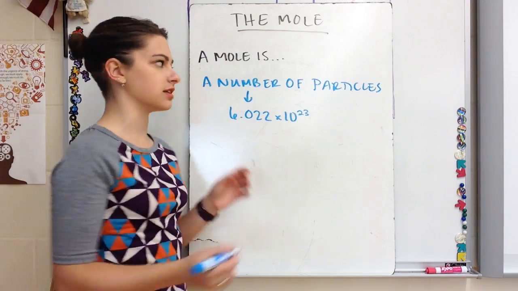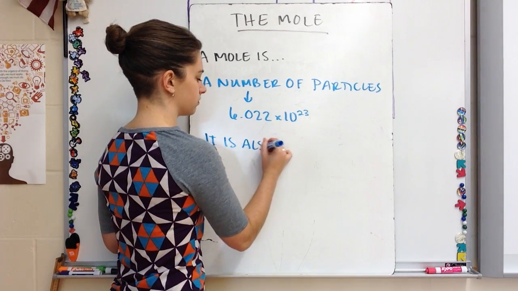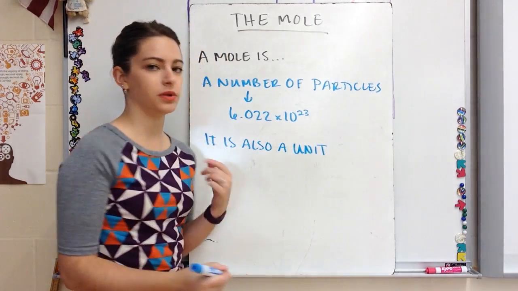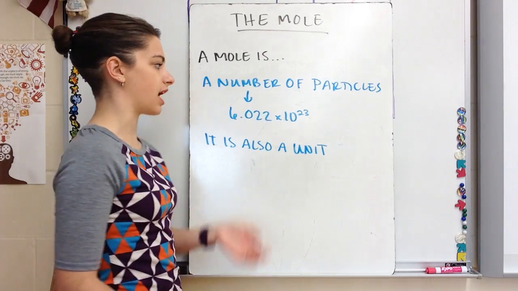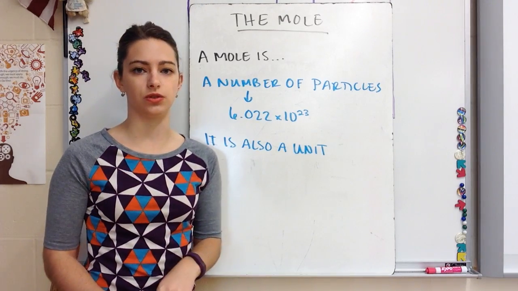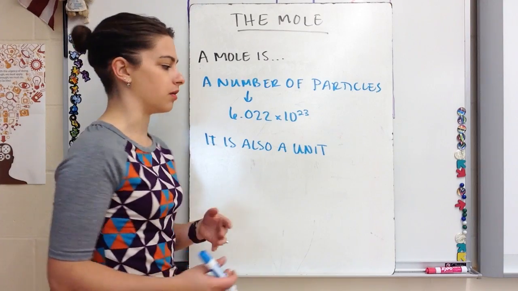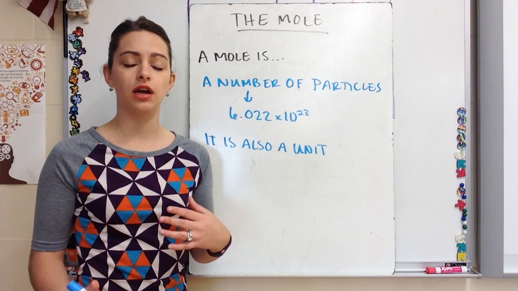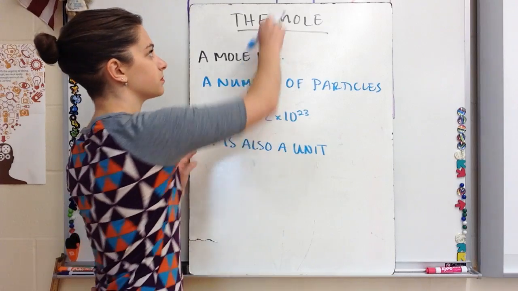We also use it as a unit. So we can say we have 0.2 moles of something. That means we would have 0.2 of 6.022 times 10 to the 23rd if we have 0.2 moles. So we're going to see this as two different things. We're going to see it referring to the number. We're also going to see it as a unit referring to the number.